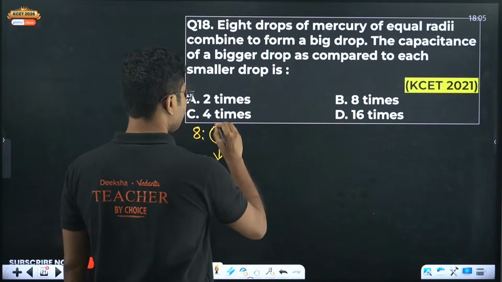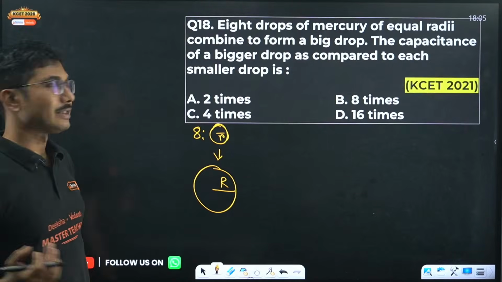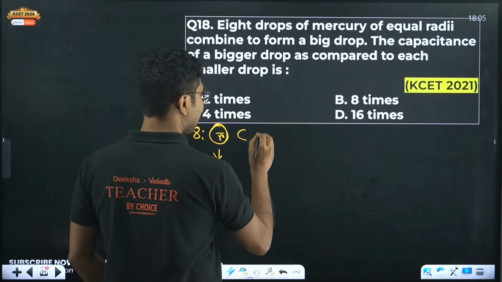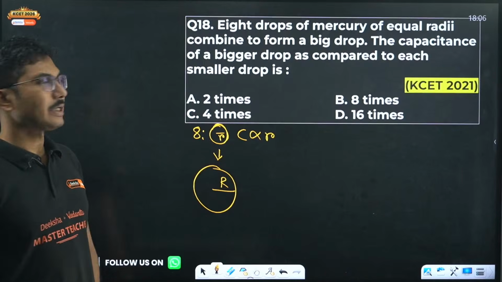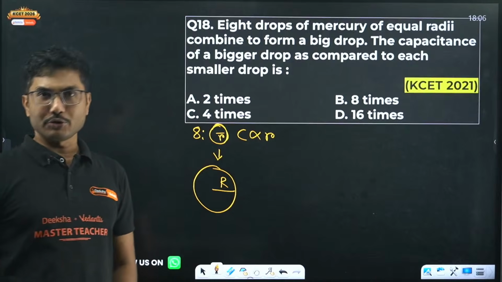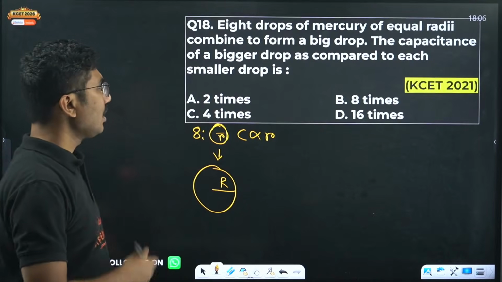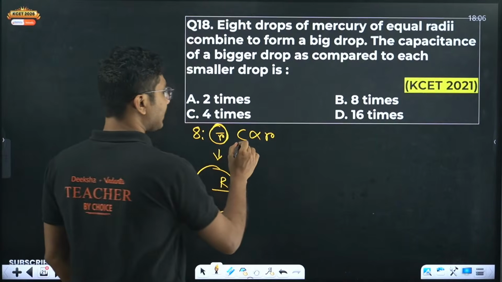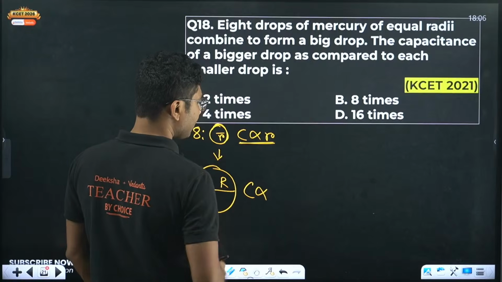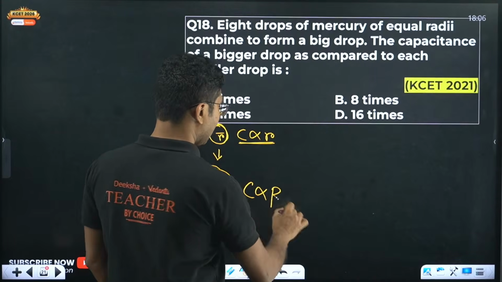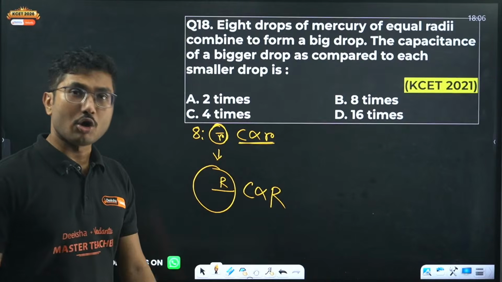Now for a spherical conductor or spherical conducting surface, the capacitance is directly proportional to its radius. So initially the capacitance is proportional to r. Now what is the final capacitance? The final capacitance must be proportional to capital R. Now if you know how to find the capital R, that will save you a lot of time.